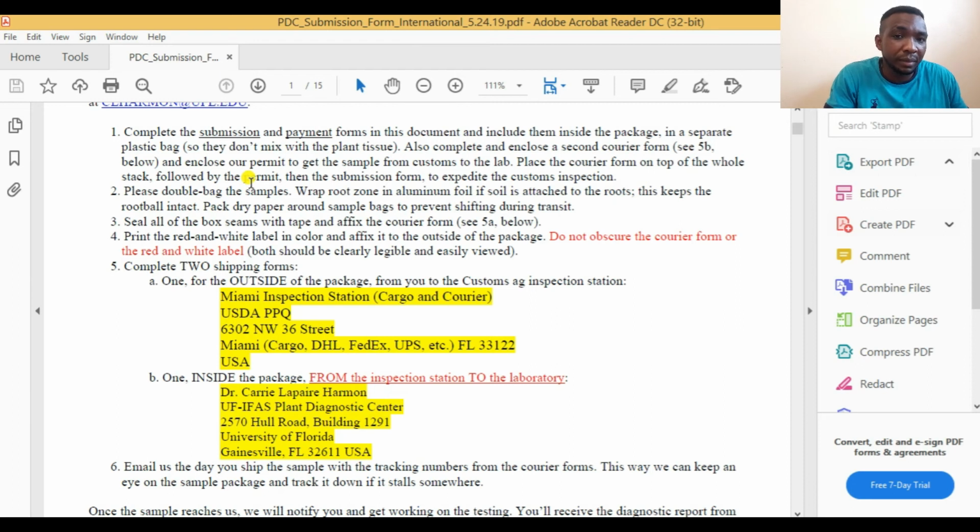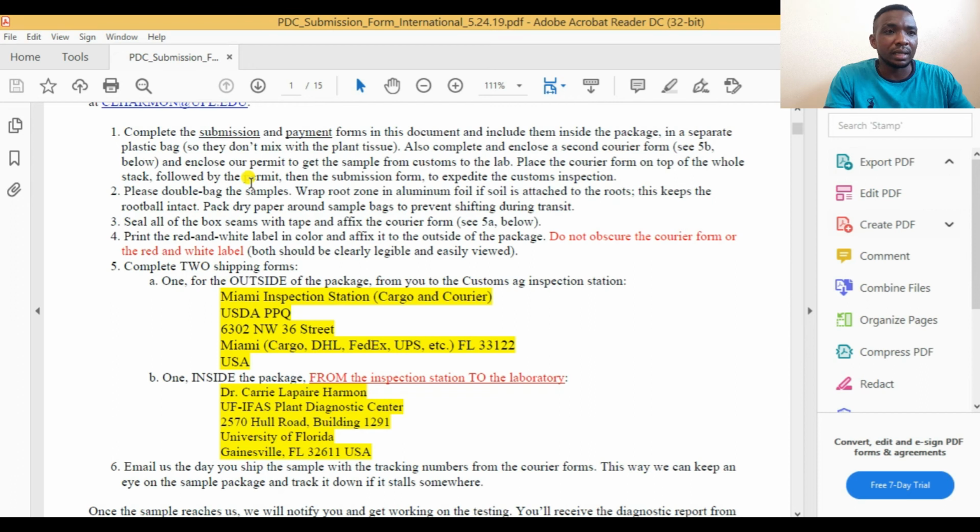And as I said, outside the box, you'll have the shipping form that ships it from Turks and Caicos Islands, or whichever country you're in, to Miami inspection station. That one would go outside the box along with the red and white APHIS label, right? And please remember to ensure that they are visible. They are not being blocked by each other or anything like that, right? And then you send off your sample.